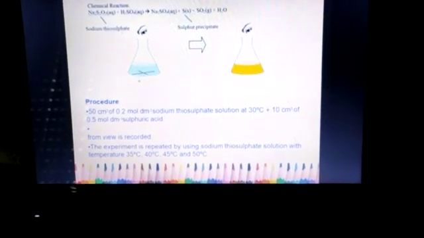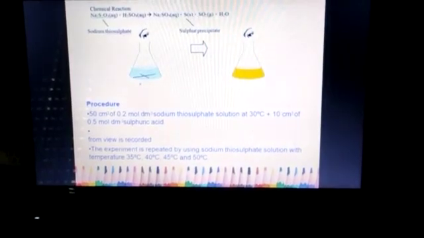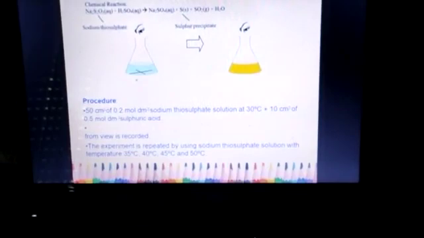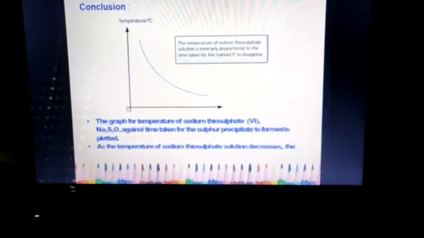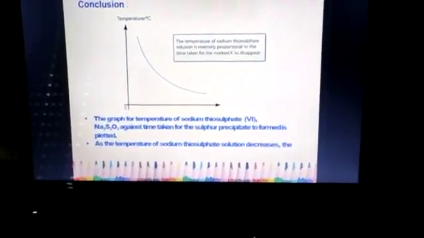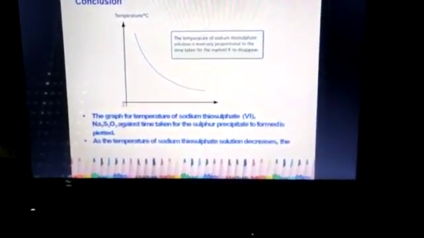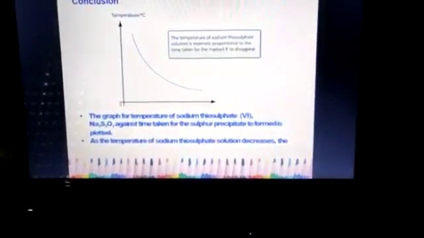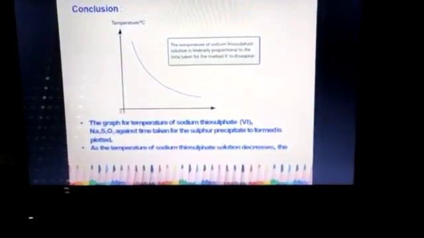Same thing for the experiment, but now we use different temperatures. The experiment is repeated by using sodium thiosulfate solution at temperatures of 35, 40, 45 and 50 degrees. The conclusion: the graph of the temperature of thiosulfate against time taken for the sulfur precipitate to form is plotted. As the temperature of sodium thiosulfate decreases, the rate of reaction decreases.